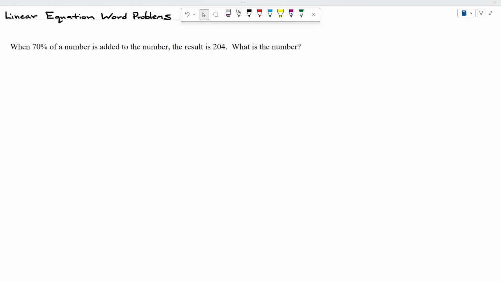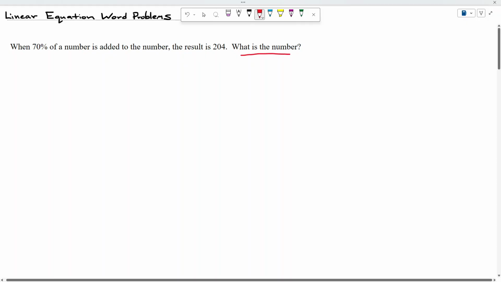So the first one is asking, so we have when 70% of a number is added to the number, the result is 204. What is the number? So it's asking us, there are a couple things that I would do right away. I mean, it's asking us what is the number?